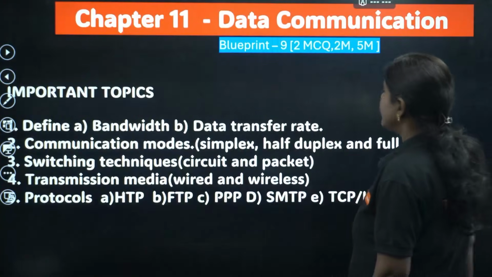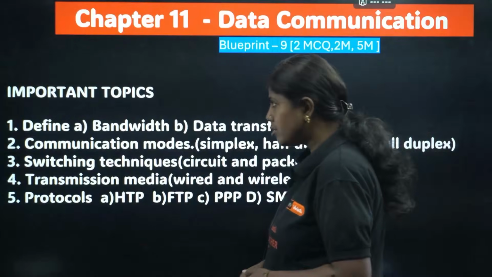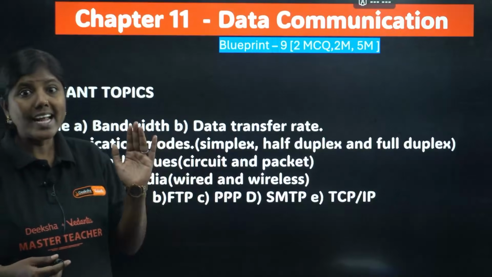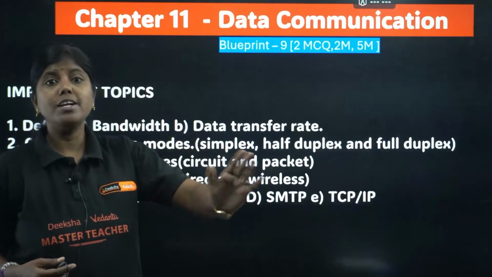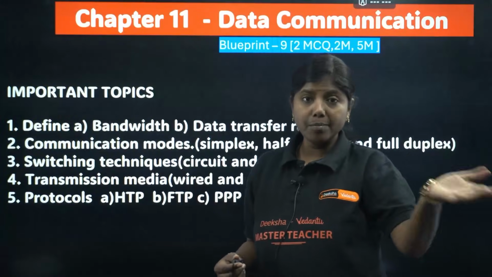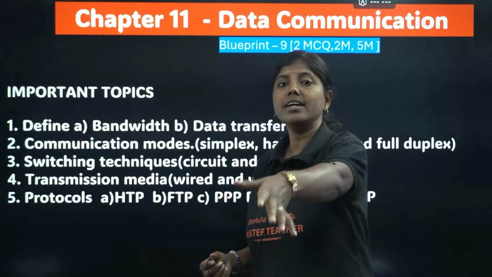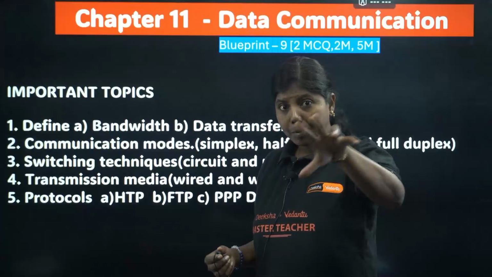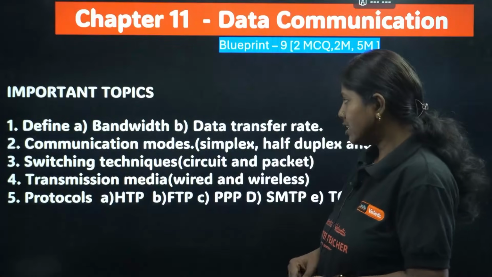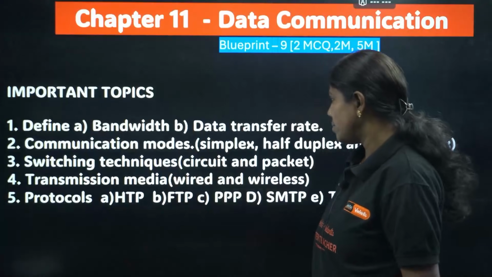The chapter data communication. In case of data communication, what may they ask you? Bandwidth, data transfer rate, data communication mode, transmission media, wired media, wireless media, guided media, unguided media, and we also have the properties of transmission ways. They may ask you about switching techniques, circuit switching and packet switching.